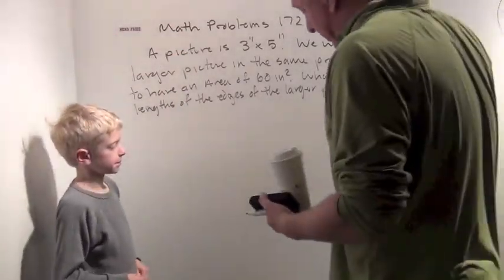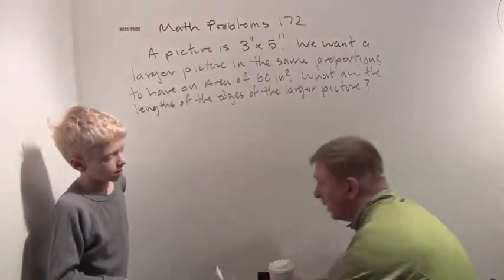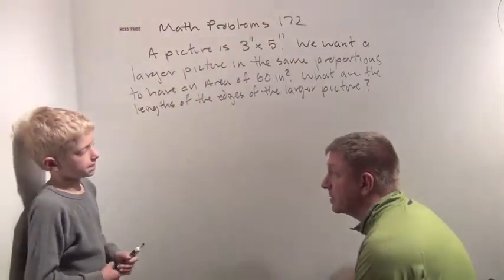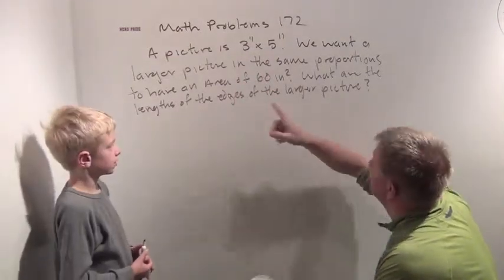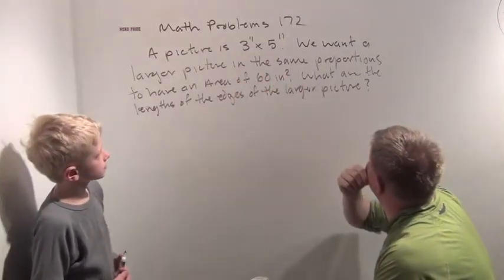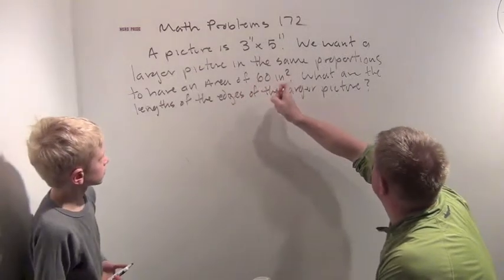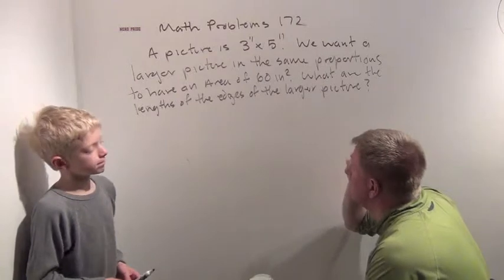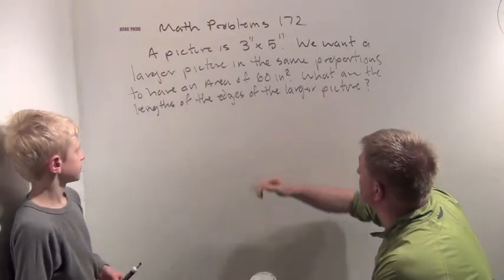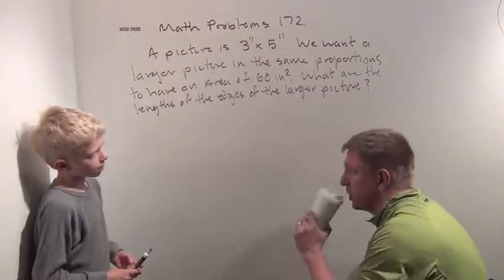Okay, so we came across a pretty tough problem today in our problem solving section on proportions. And I made up one that was kind of similar to it. The picture is 3 inches by 5 inches. And we want a larger picture in the same proportions to have an area of 60 inches squared. What are the lengths of the edges of the larger picture?